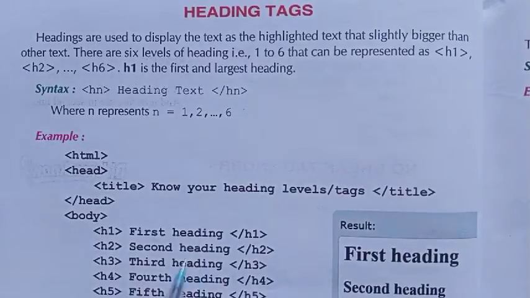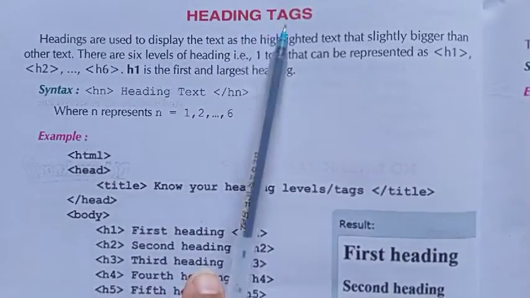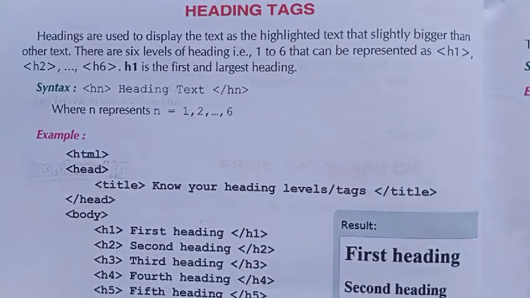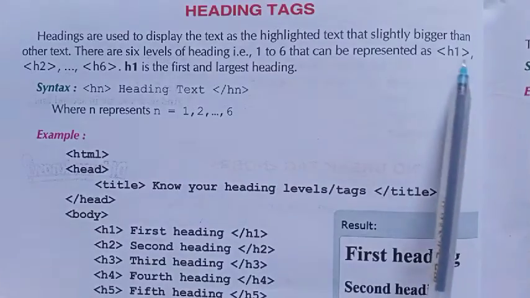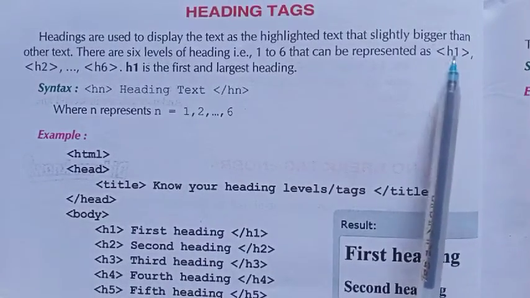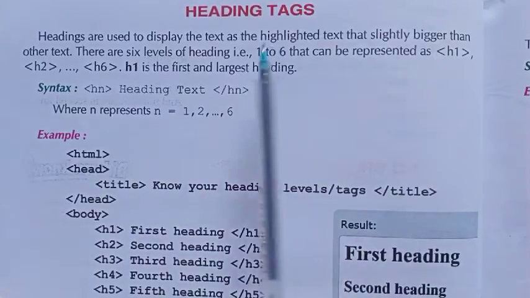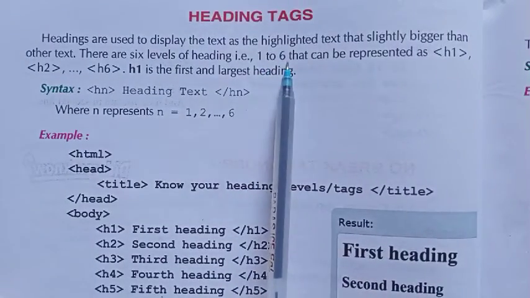In this video, we are going to discuss the heading tags. Many times we need to give a heading to the text. In case you have to give a heading, you are going to make use of the H tag. The H tag is for the heading, and we have 6 different levels of heading that begin from 1 to 6.